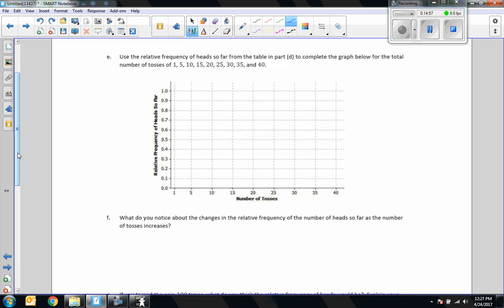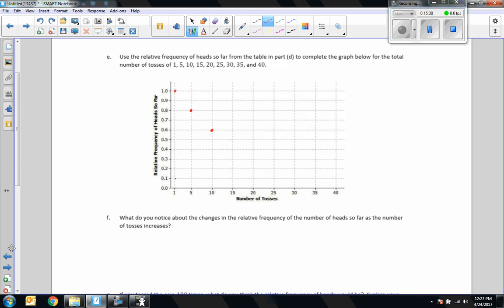Now E says use the relative frequency of heads so far from the table in part D to complete the graph below for the total number of tosses. So at 1 we were at 1. We use the red for the dots. At 1 we were at 1. And at 5 I think we were at 4, which was 0.8. That dot should not be 0.1. The dot should be 100% up here. Then at 5 we were at 0.8. Then at 10 we were at 0.6, if I remember correctly.